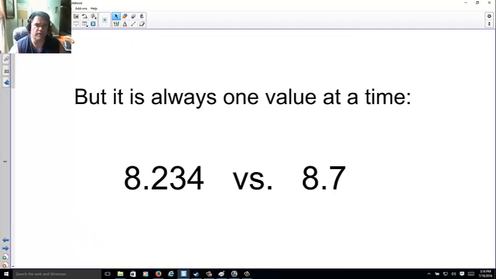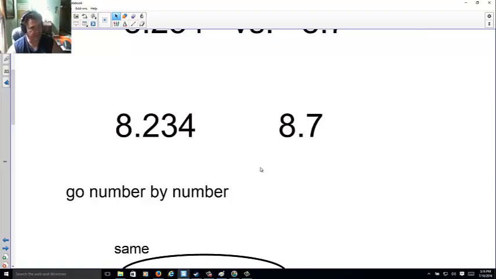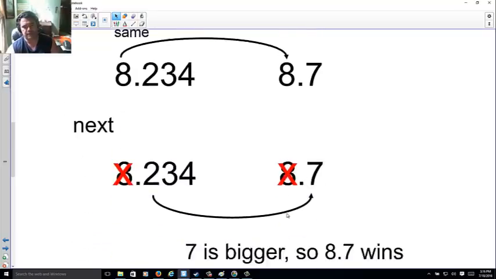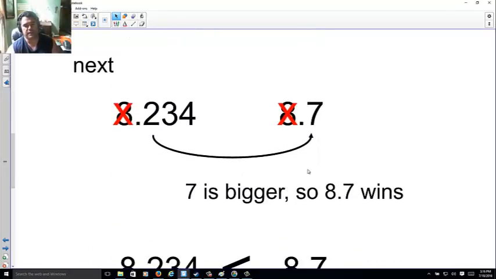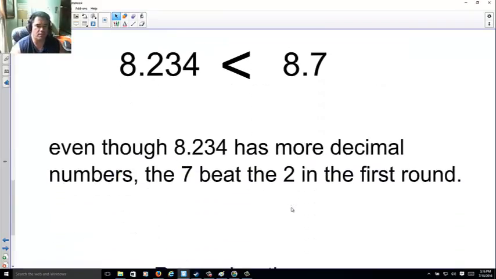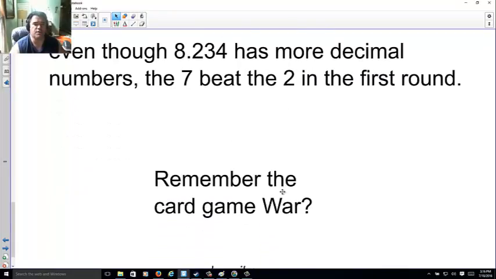But it is always one value at a time. So in other words, 8.234 versus 8.7. Both start off with an 8, so they're equal so far. Even though there's 3 numbers here, don't look at it as 234. Look at it as 2 versus a 7. Since 7 is bigger, 7 wins. Remember, it goes one at a time. Even though 8.234 has more decimal numbers, the 7 beats the 2 in the first round.